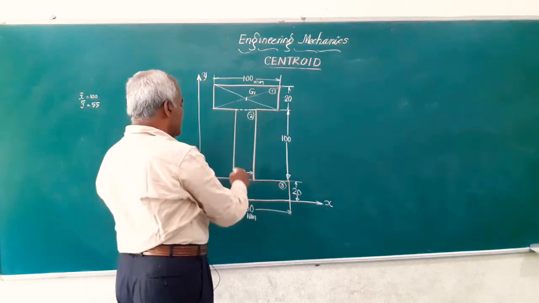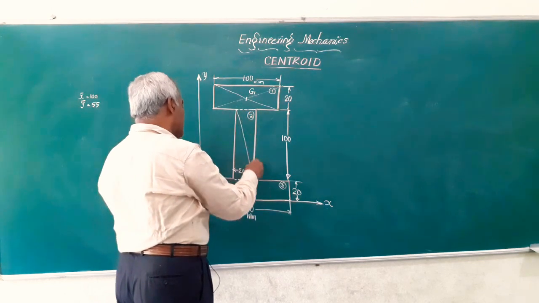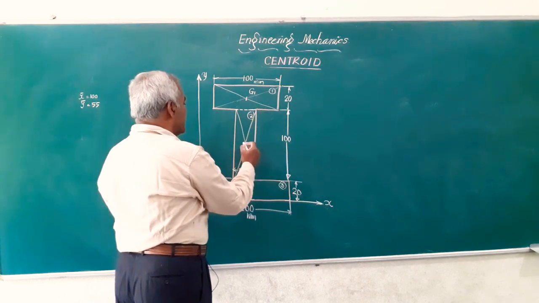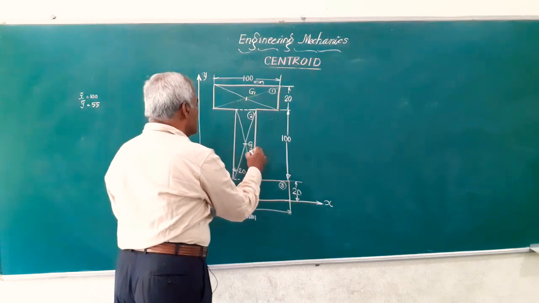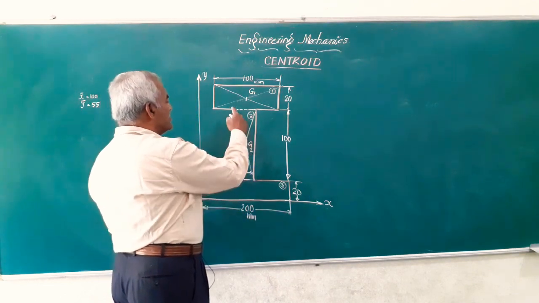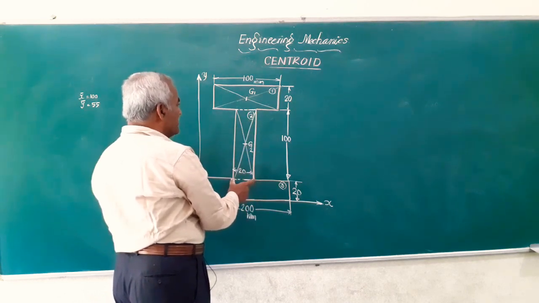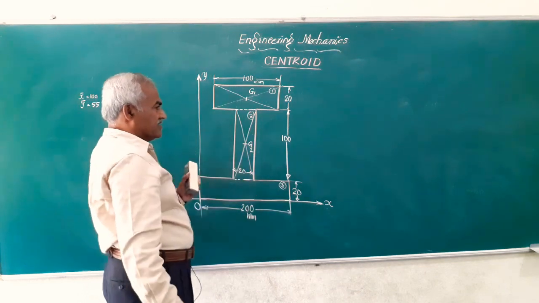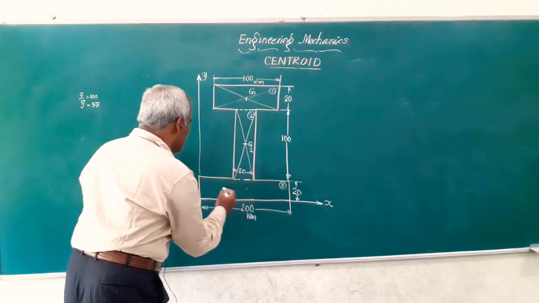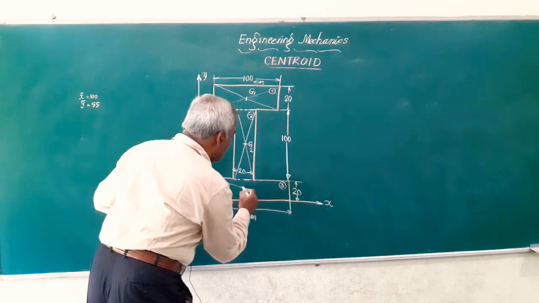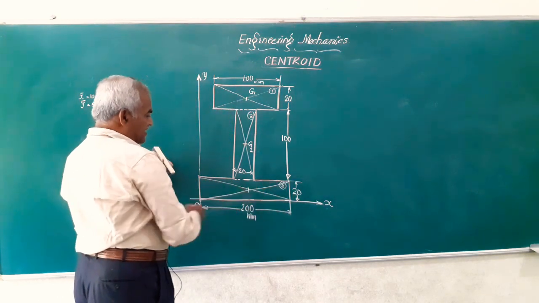Likewise friends, if you take the second figure, follow the same procedure. If you join these two diagonals, they meet at a common point, that I will call G2. G2 is the centroid of the second rectangle, which is vertical, and it has dimensions 20 mm by 100 mm. Finally friends, for the bottom flange also, we follow the same procedure and get its centroid by drawing the two diagonals of the figure.